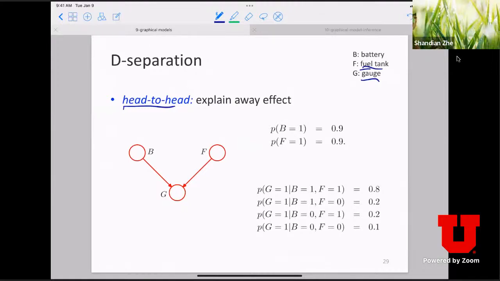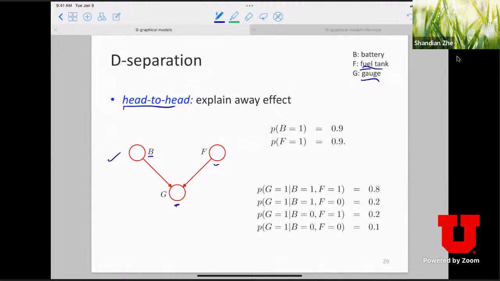So here we build a simple head-to-head Bayesian network to model them. We have a distribution over the battery status; the battery is either alive or dead. We also have the binary fuel tank status: one means the fuel tank is not empty, you still have some fuel, and zero means your fuel tank is really empty. Then both the battery status and the fuel tank status decide the gauge reading. For simplicity, we assume two statuses of the gauge reading, either non-zero or zero.